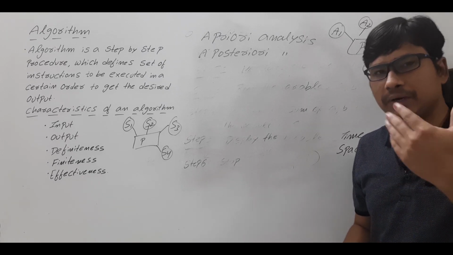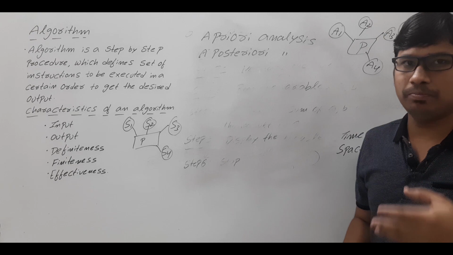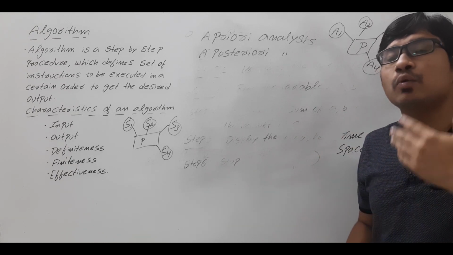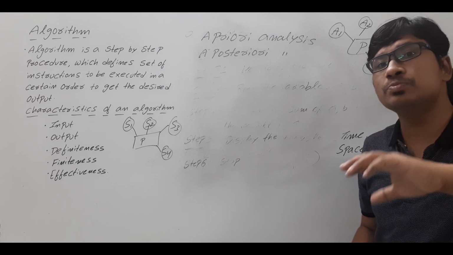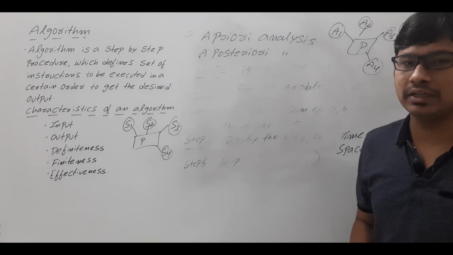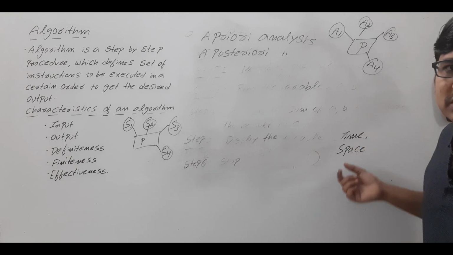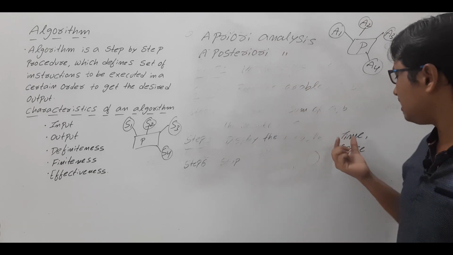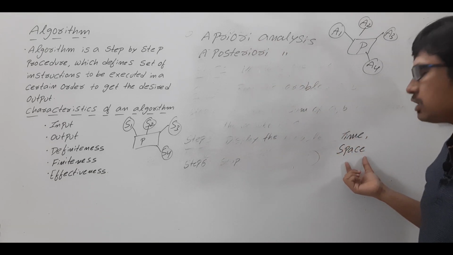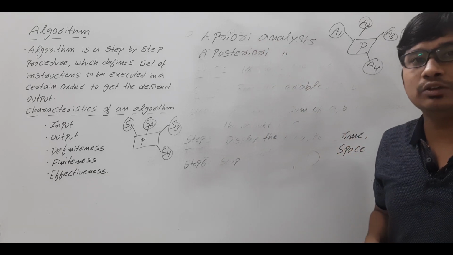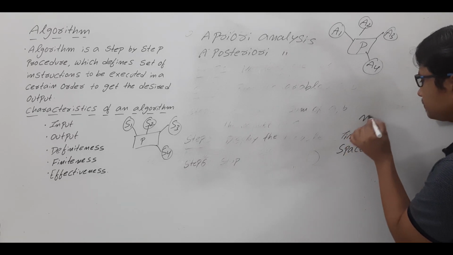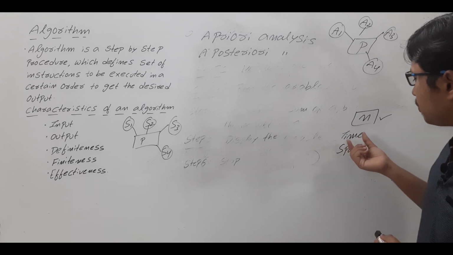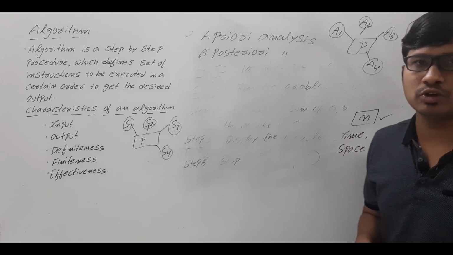I hope you have understood. If you have written a particular program, then how much time is required to execute it and how much space it will occupy while executing, that is the time complexity and space complexity. In the priori analysis, we will analyze the time complexity and space complexity with respect to the input size.